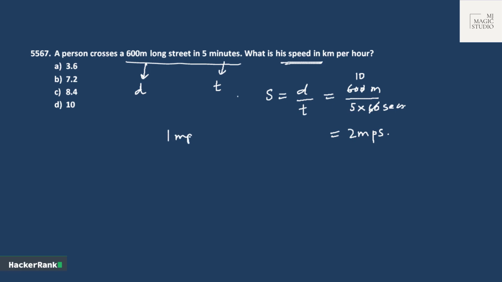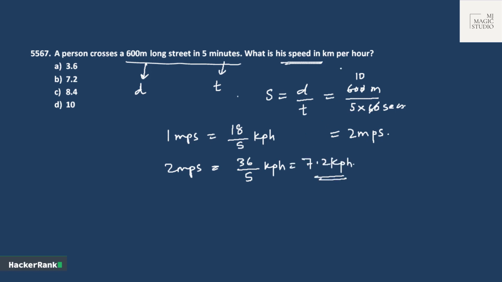We know that 1 meter per second is 18 by 5 kph. So 2 meter per second is 36 by 5. That is 7.2 kph. His speed in kph is 7.2. Option B.